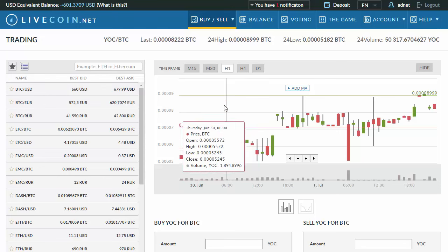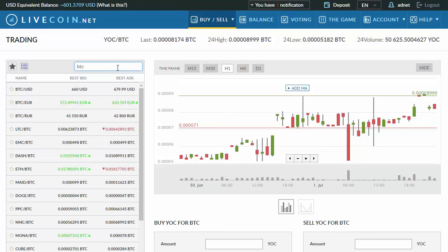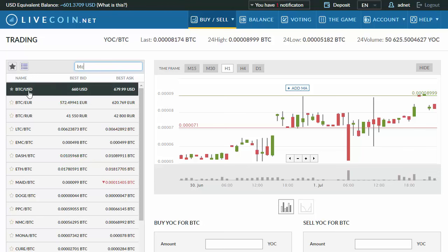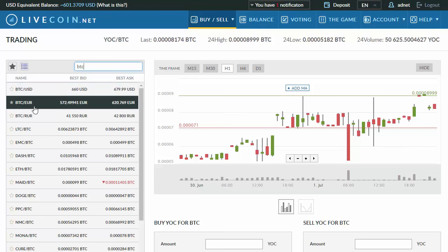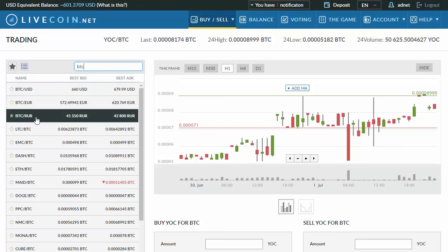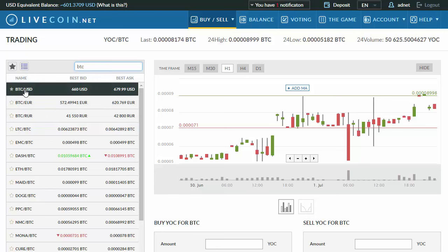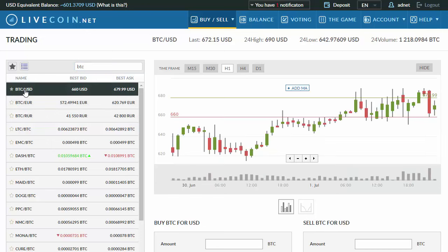Now if you're not automatically in the yocoin price, on the left hand side here you can choose whichever currency or cryptocurrency you're looking for. So if you wanted to look at the Bitcoin options, for instance, we just type in BTC here and we can see we've got BTC versus US dollar, BTC versus euro, BTC versus Russian ruble. So if we looked at the BTC versus US dollar, we can see the price here over time. We can choose different time frames.